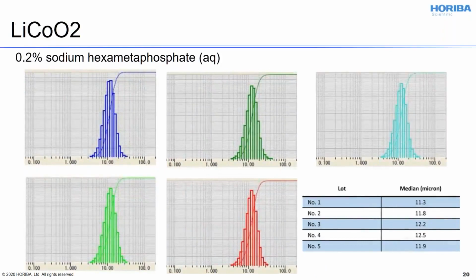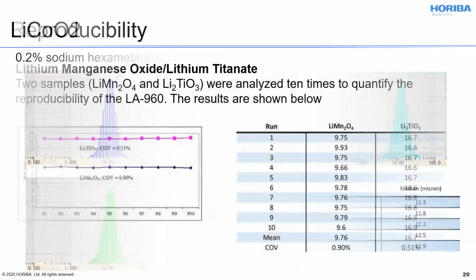Lithium cobalt oxide, this comes up as a battery material. These are 5 different lots, median sizes of about 11 microns. And you see some variation. The low in this data set is 12.5, the high is 11.3 microns, again, because they're off different lots. And they were dispersed in 0.2 weight percent sodium hexametaphosphate in water.